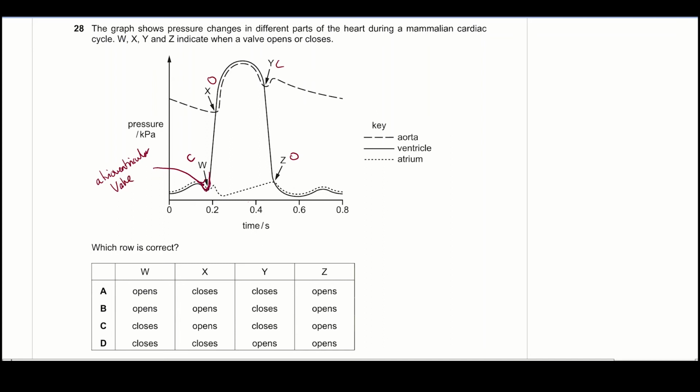And the valve which opens when the aorta pressure increases is going to be the semilunar valve. Same here, the valve which closes is also going to be the semilunar. And here, the valve which opens is going to be the atrioventricular valve. Now, the reason for this is that when the pressure in the ventricle increases, there's enough pressure to open the semilunar valve. Therefore, it opens. Then, when the pressure starts to decrease, it closes. So the answer is going to be C.